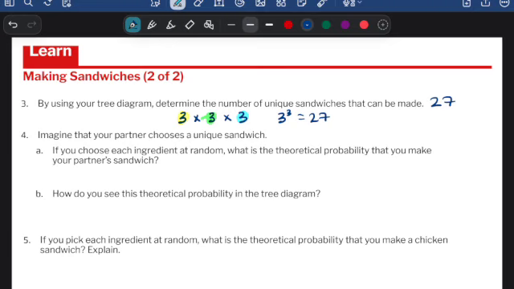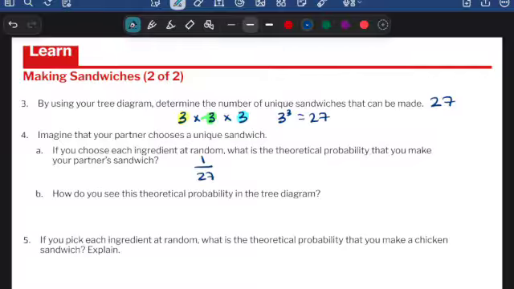Okay, number 4. Imagine that your partner chooses a unique sandwich. If you choose each ingredient at random, what is the theoretical probability that you make your partner's sandwich? What is the theoretical or expected probability that you will pick the exact same sandwich that your partner did? Well, how many unique sandwiches are there? 27. If your partner chooses one out of the 27, the chance of you picking the exact same would be only 1 out of 27. There's only one chance that you would pick the same exact thing because there are no duplicate sandwiches.